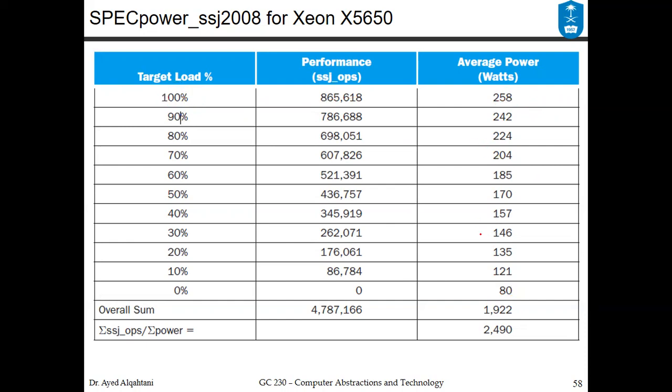Now, to calculate this measurement, which is the summation of the operations divided by the summation of power, you sum up everything here. This is the sum. And you sum up everything in the other column, which is this one. And then you divide this number by this number, and you get how many operations per watt. And this is how you get a sense of power versus performance measurement using SPEC benchmarks.